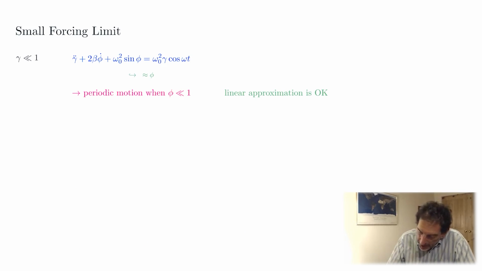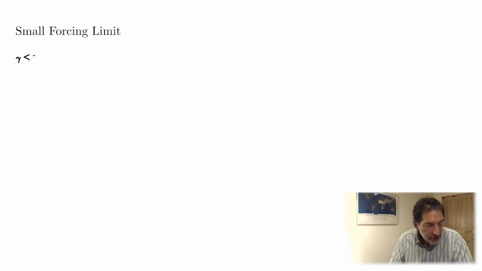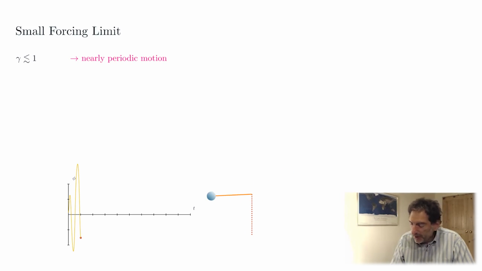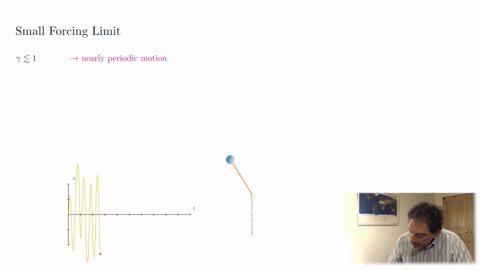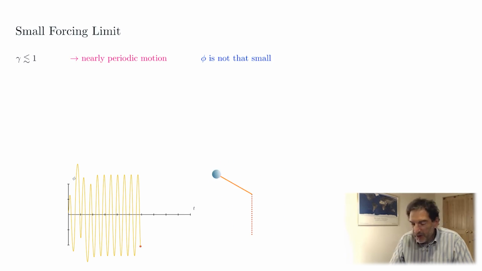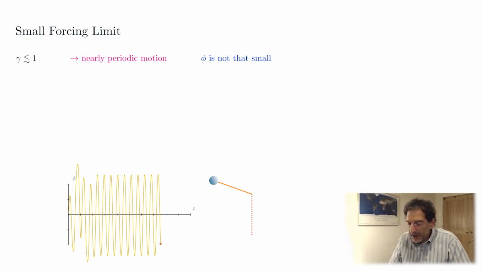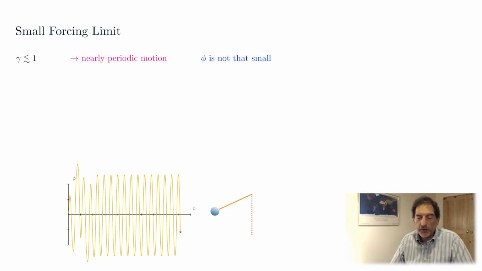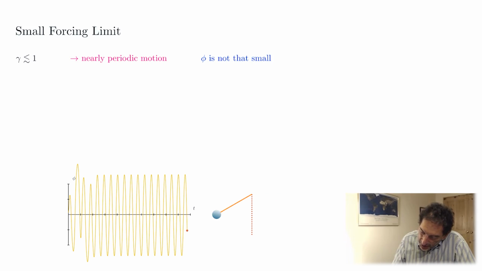However, when gamma is less than but getting close to 1, if you then look numerically, you'll see that there's nearly periodic motion. And when you crank up the driving force, then phi is not that small. And in the spirit of the good old days of studying deviations from linear systems, one tries to make a perturbation about the linear limit. So the conventional thing was to try sine of phi: the small angle approximation was phi, and then you take the next approximation, phi minus phi cubed over 6.